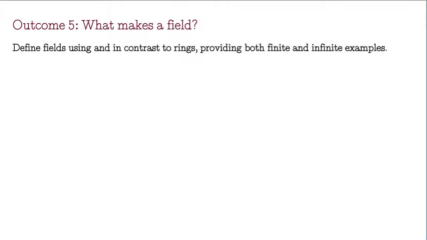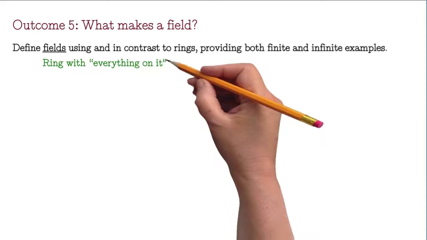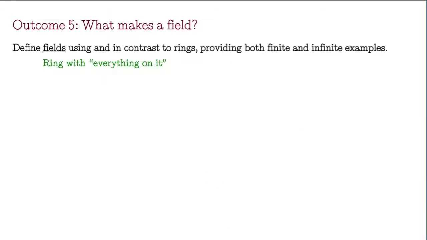Outcome number 5 puts the icing on the cake and takes rings and extends them to fields. So we want to be able to define fields using and in contrast to rings, and provide examples that are both finite and infinite. So first of all, what is a field? A field we're going to think of as just a ring with everything on it. Every possible property that we could hope to be true inside of a ring to make all the arithmetic that we take for granted every day work the way that it works will be present inside of a field.